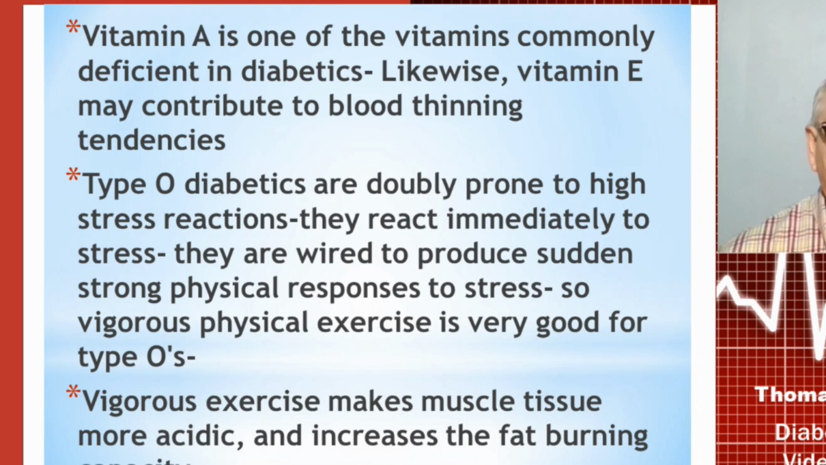Type O diabetics are doubly prone to high stress reactions. They react immediately to stress. They are wired to produce sudden, strong physical responses to stress. So vigorous physical exercise is highly advised for diabetics, especially type O's. Vigorous exercise makes muscle tissue more acidic and increases the fat-burning capacity.